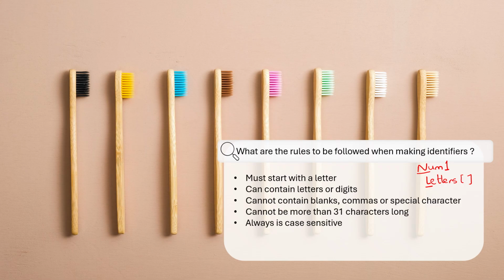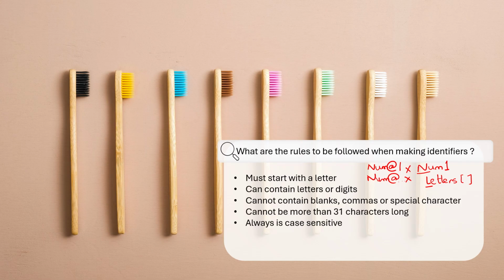Thirdly, it cannot contain blanks, commas, or special characters. That means we cannot write num comma 1. It will be wrong. Similarly, we cannot write num at the rate 1 or num at the rate whatever. Both of these will be wrong because they use special characters, which are not allowed in naming identifiers.